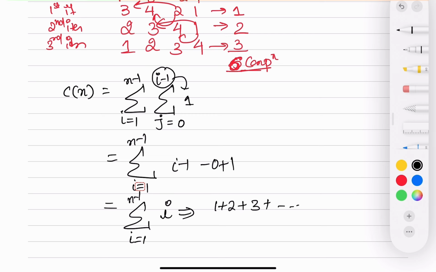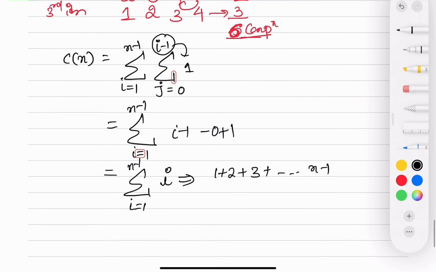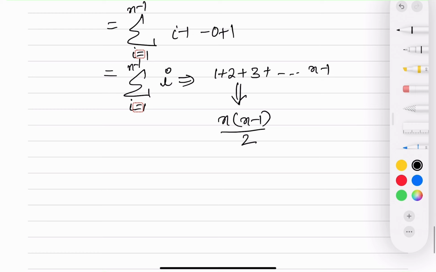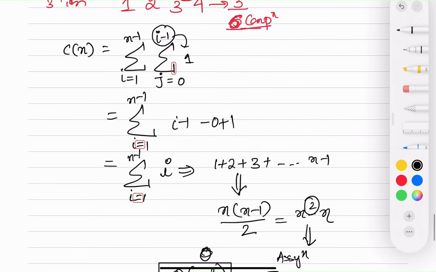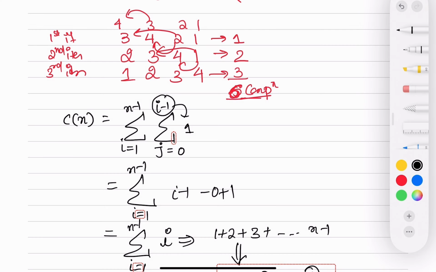Which is nothing but 1 plus 2 plus 3, and so on up to n minus 1. And this is nothing but n into n minus 1 by 2, which written out is n square minus n, whose highest degree is square. So asymptotically, we write that it is of the order n square. So the time complexity of insertion sort in the worst case is O of n square.